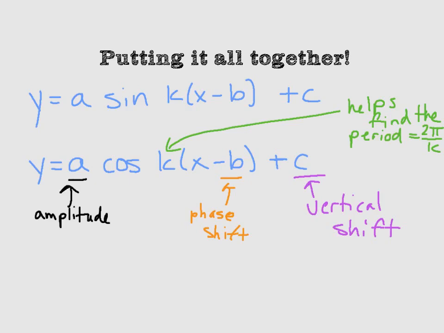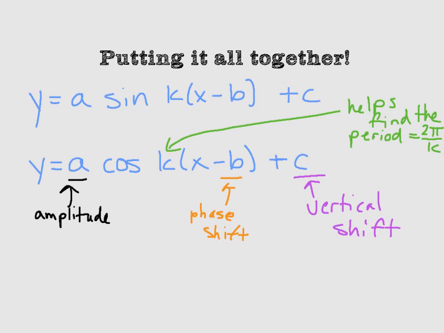Alright, today's lesson. Here we'll be putting all of our moving parts together into our functions for sine and cosine. So these are the general equations: y equals a sine k times x minus b plus c, or with the cosine as well. So a, remember, represents amplitude. K is the value that helps you find your period, which is 2 pi over k.